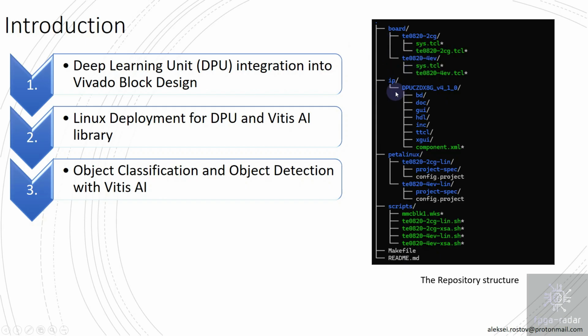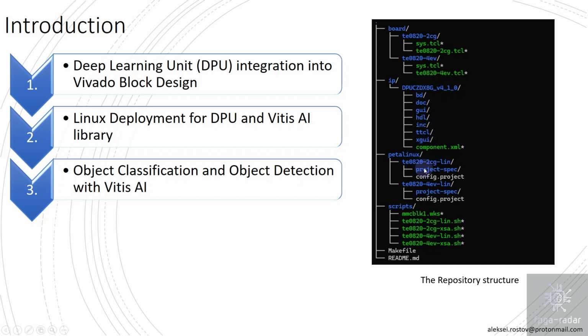Another folder is the IP folder. Since in the Vivado IP catalog there is no DPU model, this DPU model should be integrated externally. So this is how I'm doing it by using the IP folder. It's sources for the deep learning unit or deep learning engine.